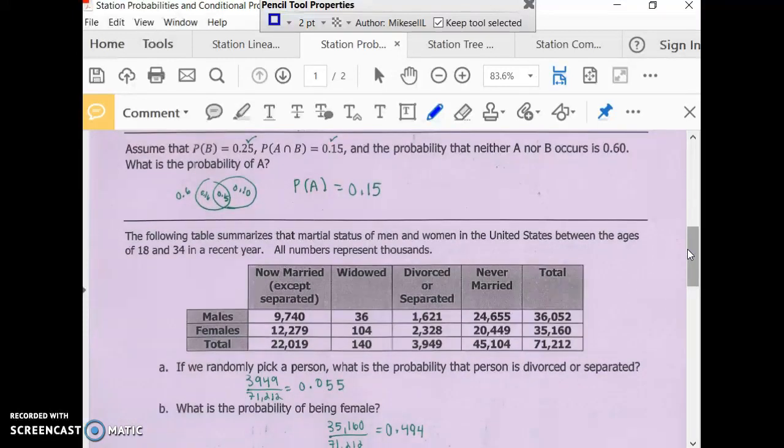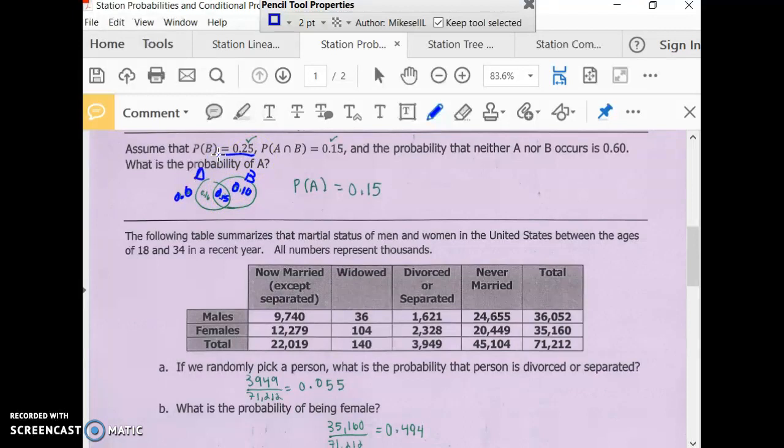So assume that we have this. P of B is 0.25. So this is B, this is A. The intersection of A and B is 0.15. I got a little diagram for that. And the probability it's not A or B is 0.6. That's on the outside. If this is 0.15, I need to get to 0.25. That's 0.10. So those add up to give me 0.25.